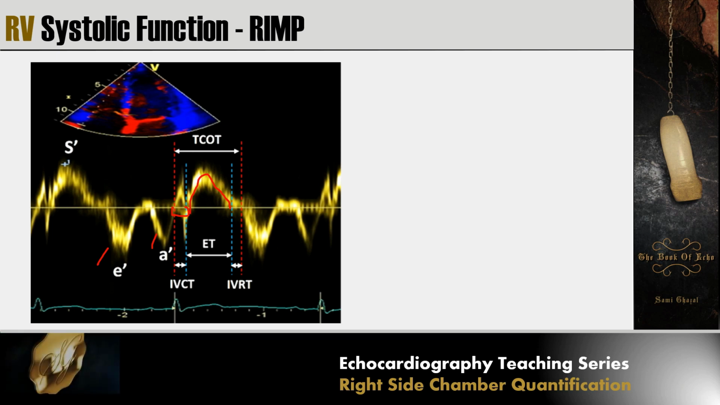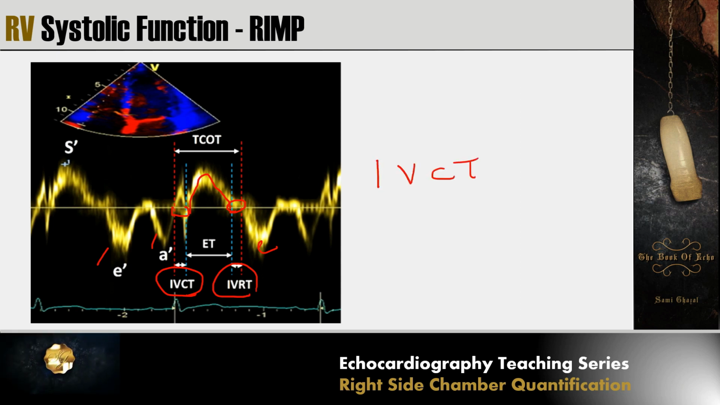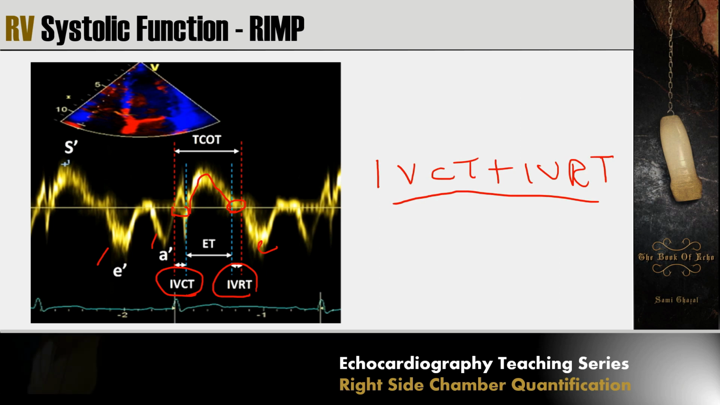Then we have the isovolumic relaxation. So after this ejection meets the baseline, we have the isovolumic relaxation time, and then an E wave starts here. So this is IVRT, this is IVCT, which is isovolumic contraction time. So it's IVCT plus IVRT divided by the ejection time.